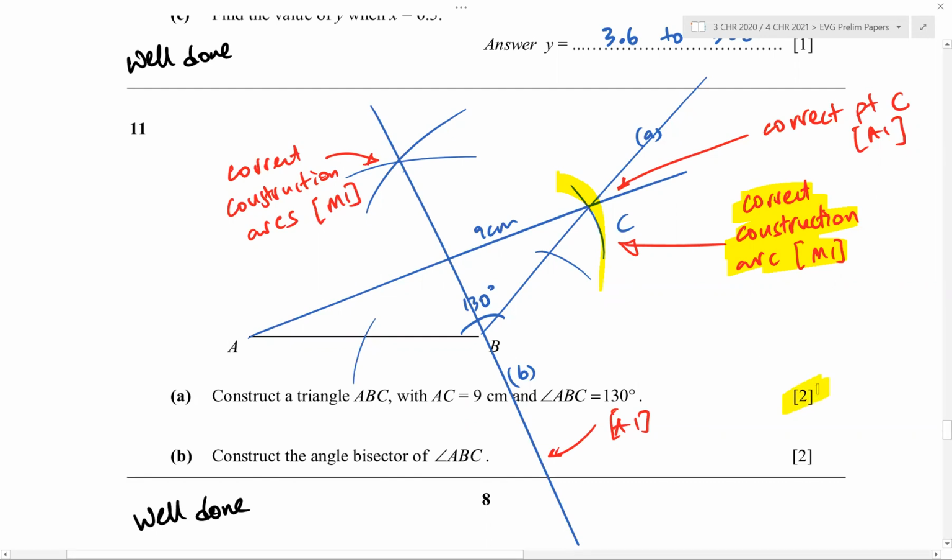Construct the triangle. Those of you who didn't get the 2 marks for part A, most likely it's because of 130 degrees. Didn't measure properly. Take out a protractor, go and measure and see for yourself that you are not accurate. Now part B, angle bisector, I need to see construction arcs again. Then draw a line, final answer mark, 2 marks. If you're not sure about the marking, circle right on the cover page.